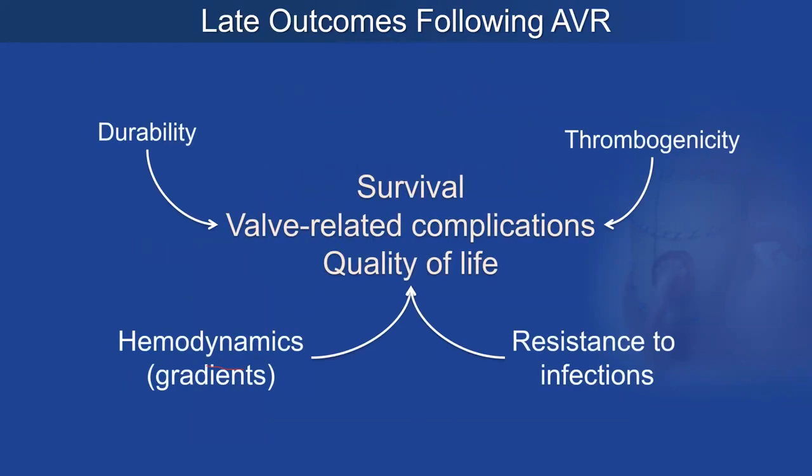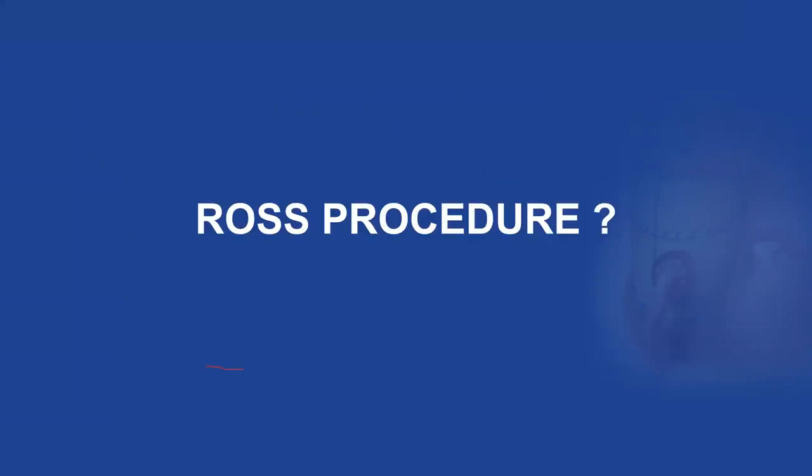And all of these little things, the durability, the hemodynamics, the thrombogenicity, the likelihood of endocarditis, all of this is what determines what we call clinically relevant endpoints: survival, valve-related complications, and even quality of life after aortic valve replacement. So the question is, what is the role of the ROS procedure? And what is the rationale?